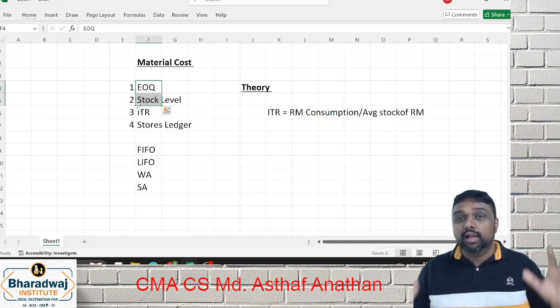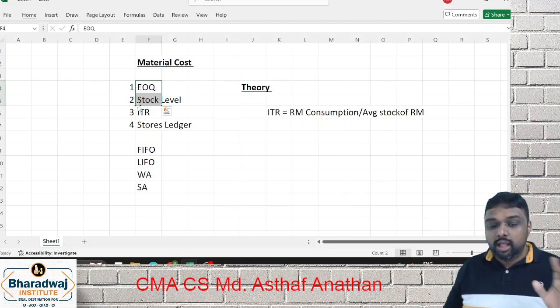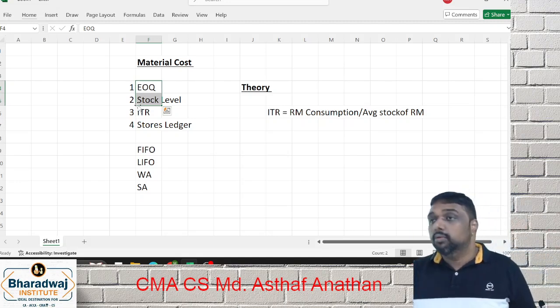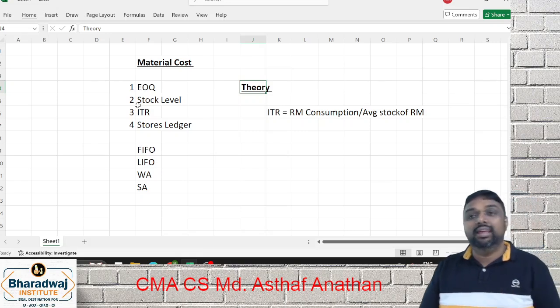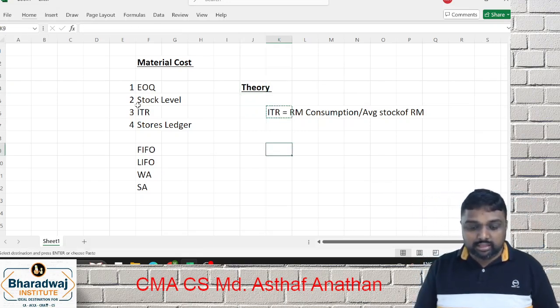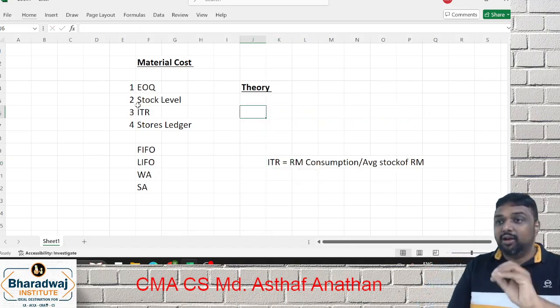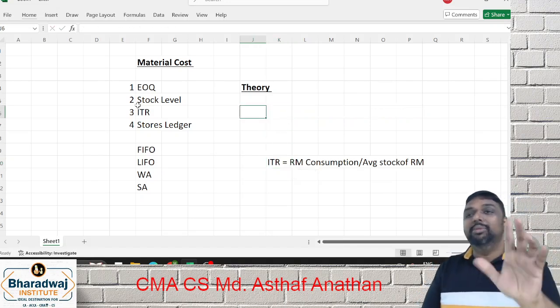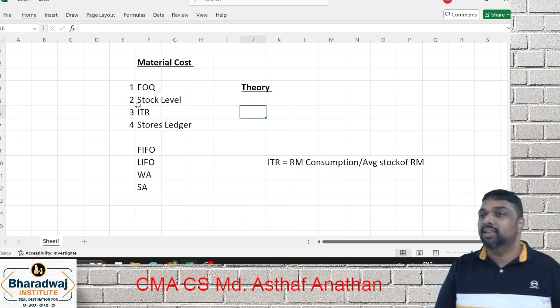So we discussed the material cost, all the formulas, how they test in the exam, and we have also discussed the different perspectives of this. Now I am going to discuss theory. In this chapter we have some methods. In costing we don't have much theory, only a few areas. Only in the Introduction, Material and Labour chapters do we have theory.